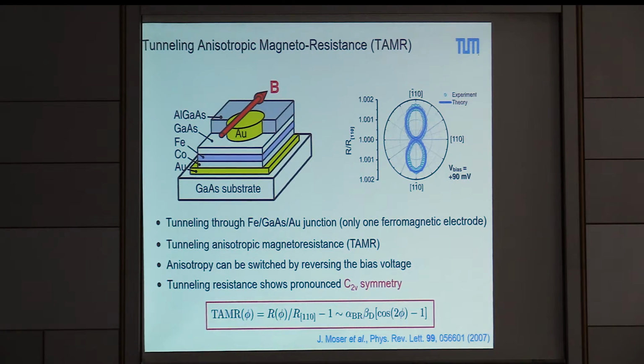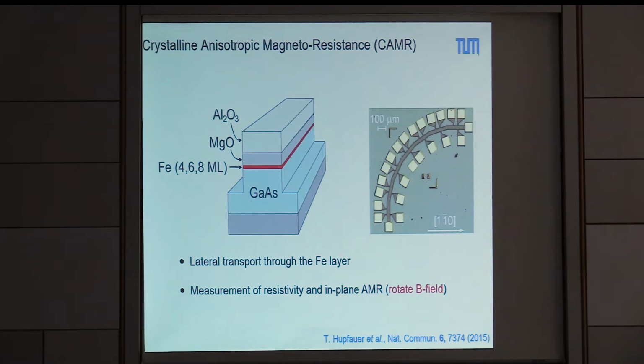All right, so it shows this pronounced C2V symmetry. And you can show furthermore that you need both Bychkov-Rashba and Dresselhaus terms at this interface to produce this effect. If one of them is gone, then there is no TAMR. All right, then we did an experiment that looked like this.